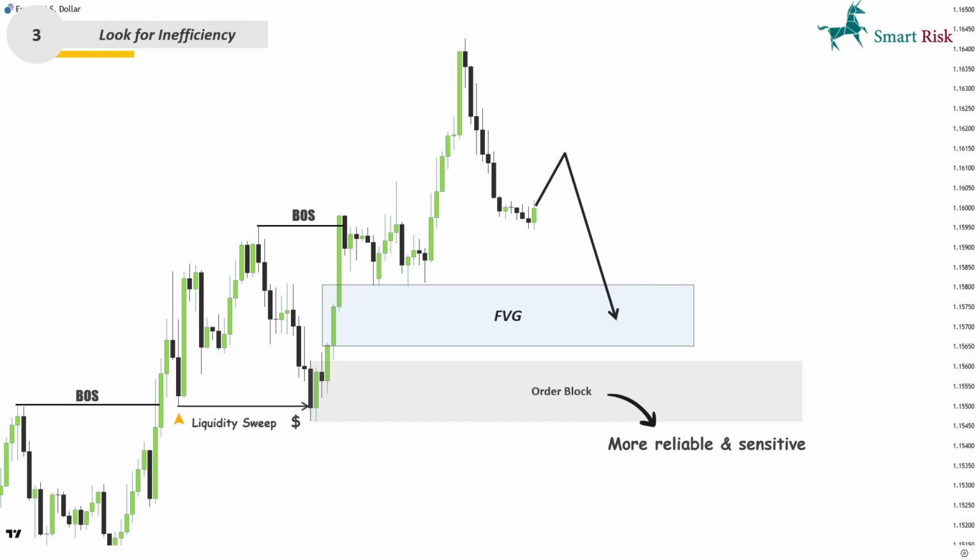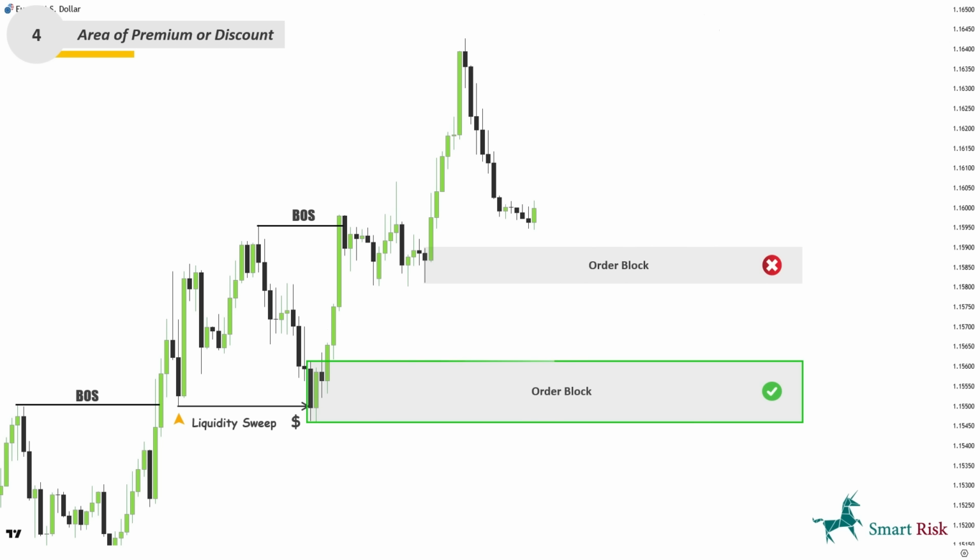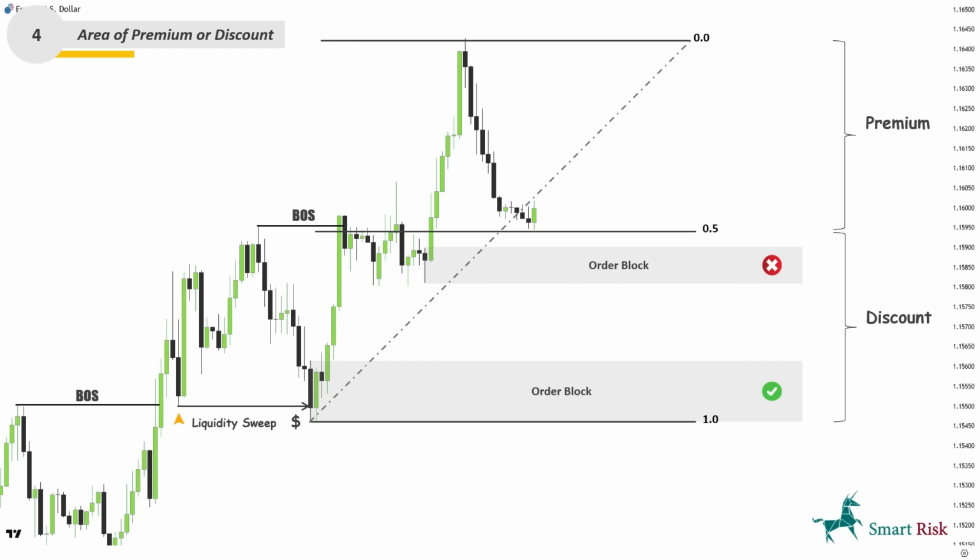Now let's continue with the fourth hack. Area of premium or discount. Points of interest located at market extremes always carry higher priority than those forming in the middle of a range. In a bullish market profile, you should focus only on supply or demand zones that form within the discount area, the lower part of the range.